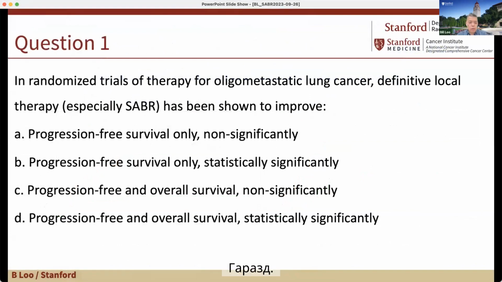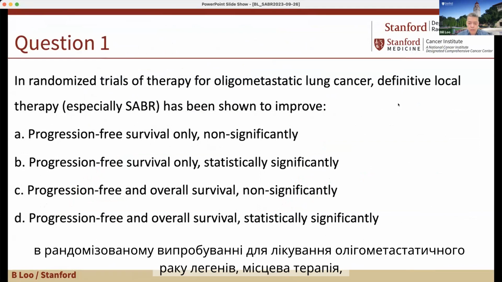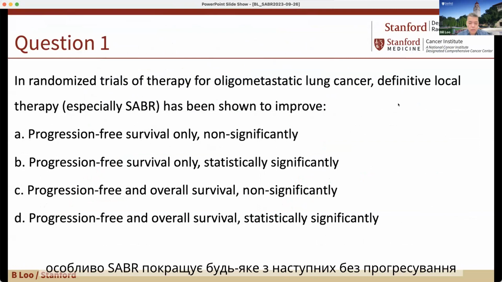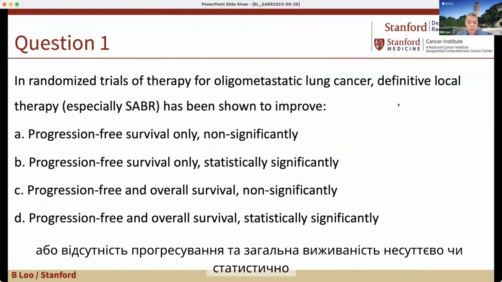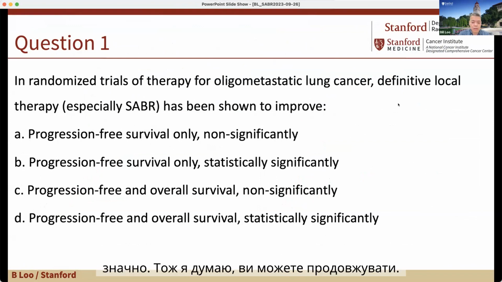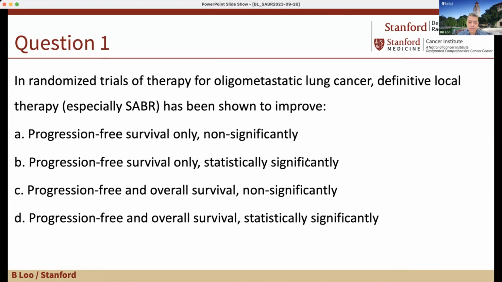Okay, so we'll come to our survey question now, which is: in randomized trials of treatment of oligometastatic lung cancer, definitive local therapy, especially SABR, has been shown to improve which of the following: progression-free survival only, non-significantly or statistically significantly, or progression-free and overall survival, non-significantly or statistically significantly. So I think you can go ahead and answer the survey question now.